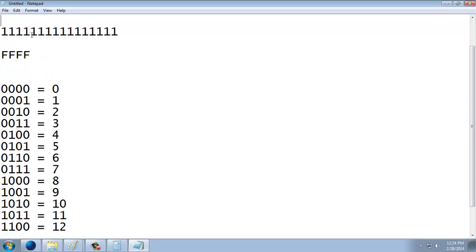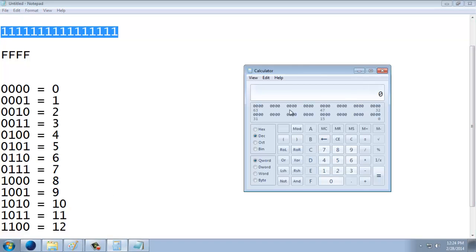Want to check it? Copy this, use a calculator, go to binary, paste it here. How many bits? 1, 2, 3, 4, 5, 6, 7, 8, 9, 10, 11, 12, 13, 14, 15, 16. Select hexadecimal, all F. That's how you convert a binary to hexadecimal.